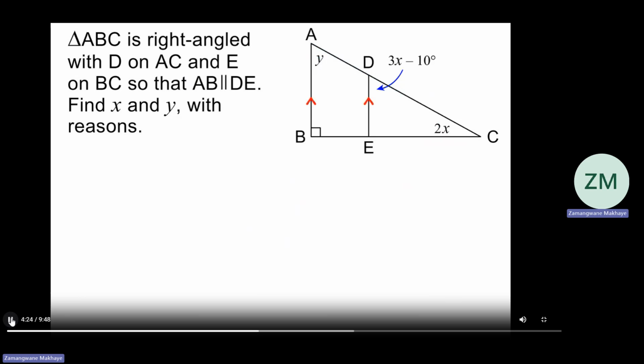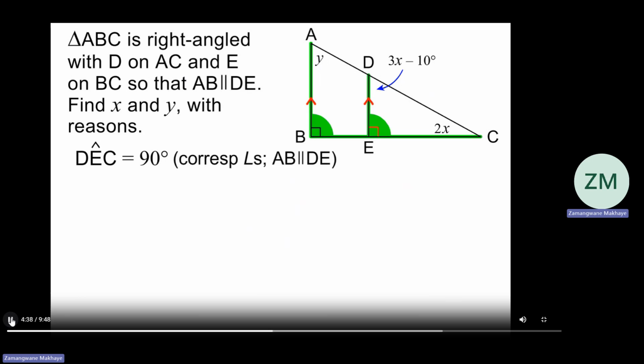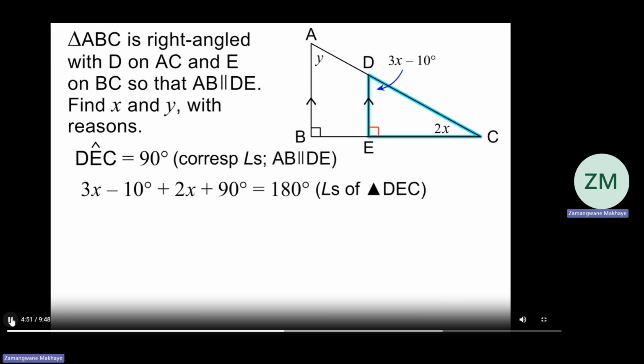We begin with the parallel lines and the letter F. This means that angle DEC equals 90 degrees. Why? Because we have corresponding angles, and AB is parallel to DE. We can now use triangle DEC. Can you see how? We can use the fact that the angles of a triangle add up to 180 degrees.